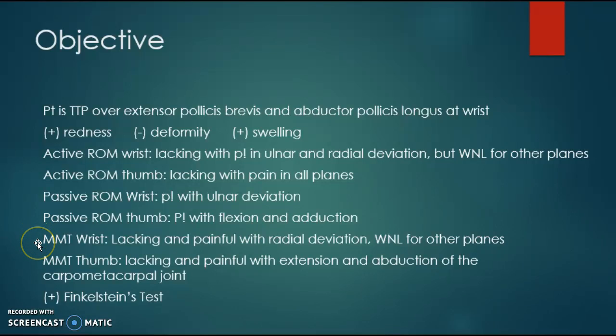With the manual muscle testing of the wrist, he was lacking strength compared to the left, and he has been painful with radial deviation, but within normal limits for all other planes. The manual muscle testing of the thumb is lacking and painful with extension and abduction of the carpo-metacarpal joint. So this carpo-metacarpal joint is where the two tendons of the two muscles I talked about go across. And extension and abduction are the functions of these two muscles, so it's expected for there to be lacking strength in those two planes. Finally, I performed the Finkelstein's test, which was positive.